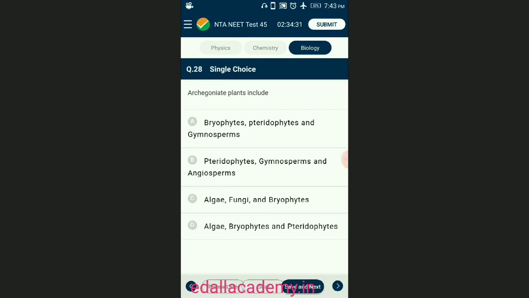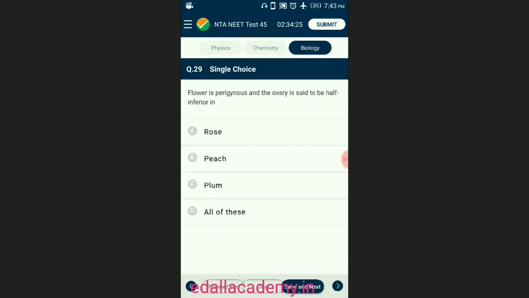Bryophytes, pteridophytes and gymnosperms. Question number 29. The flower is perigynous and the ovary is said to be inferior in. An inferior ovary, also known as sub-inferior or partially inferior, is embedded or surrounded by the receptacle. Such flowers are termed perigynous or epigynous. The flower is perigynous and the ovary is said to be inferior in rose, peach and plum. So the answer for this question is option D.